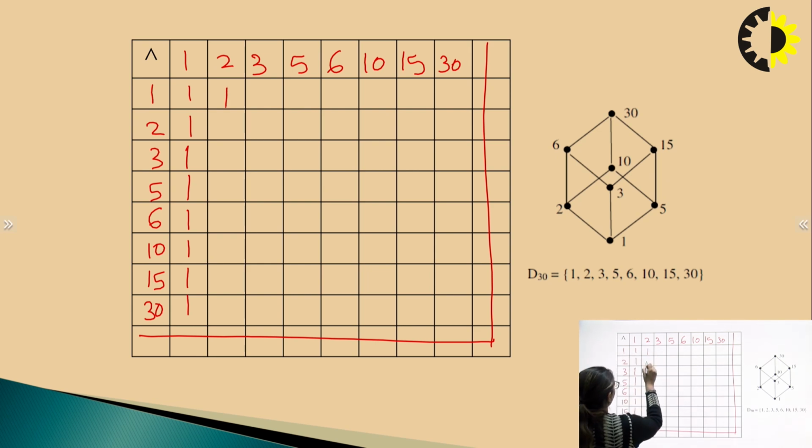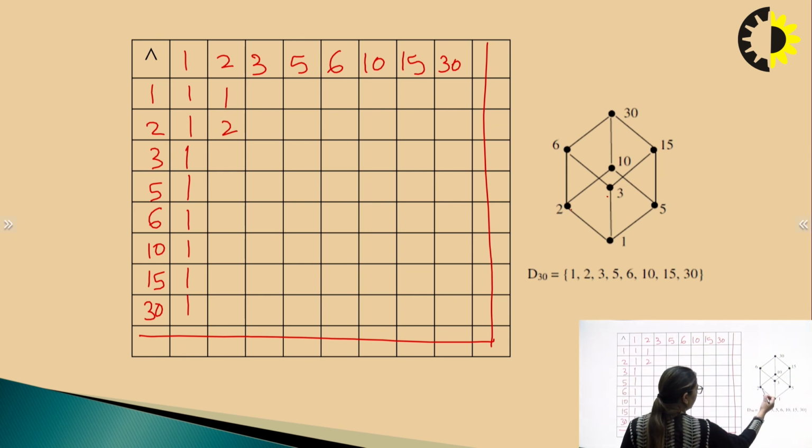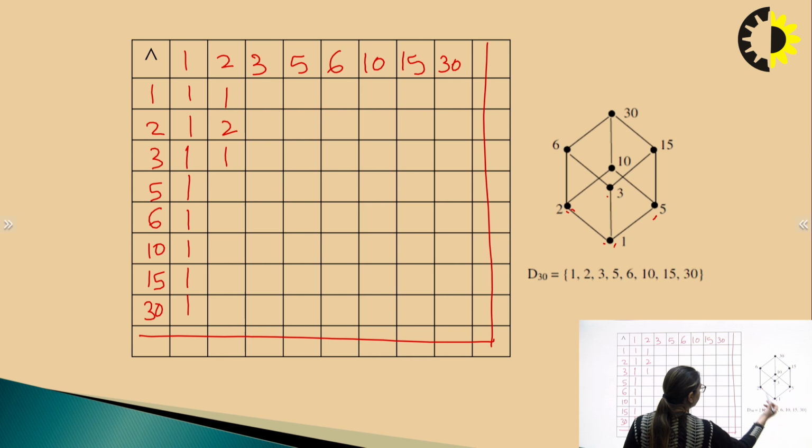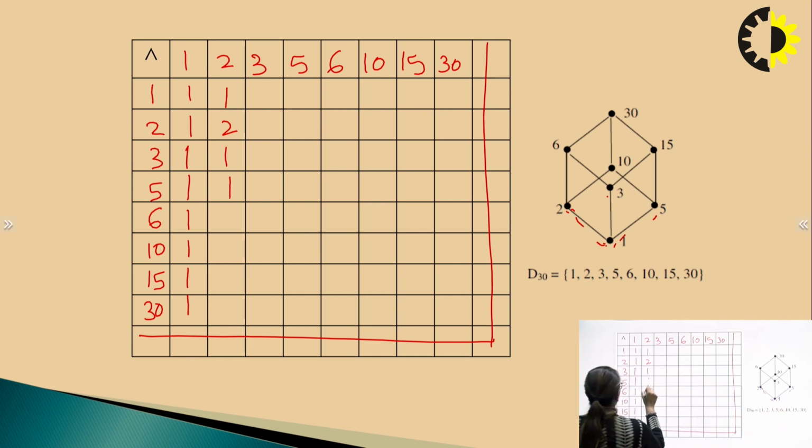Now 1 and 2. Again 1, 2 and 2, 2. 2 and 3, they are intersecting at 1. Then 2 and 5, they are intersecting at 1. 6 and 2, there is a relation, so the lower element we will take. 10 and 2, there is a relation, so we will take the lower element.